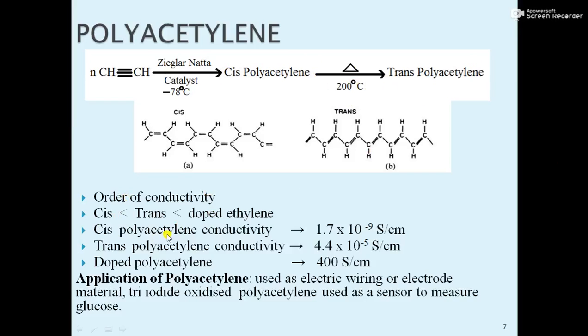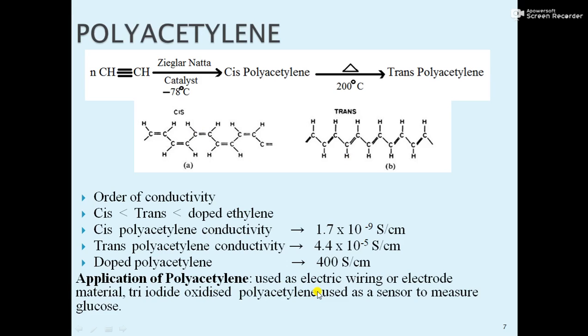Now this is the order of conductivity. As you can see, the doped acetylene conductivity is 400 Siemens per centimeter. For trans, it is less than doped but more than cis. So it means the structure of the molecule also plays a very important role in the conductivity.